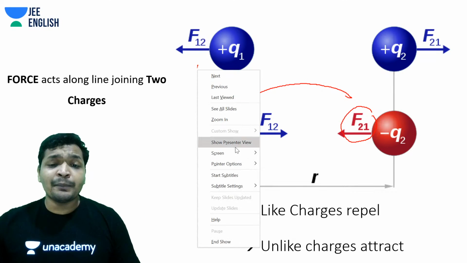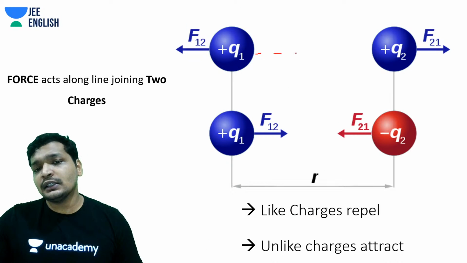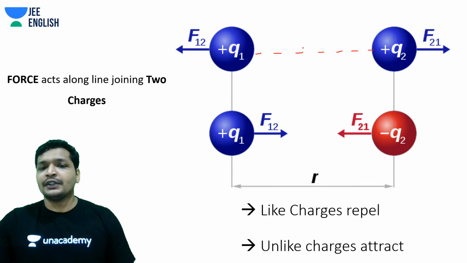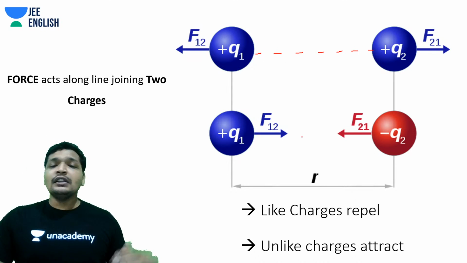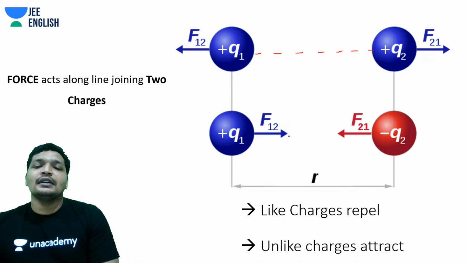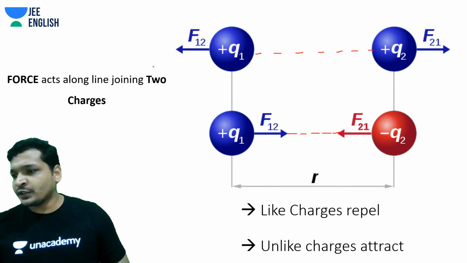The important thing is there is a line joining them, isn't it? If you take a straight line joining them, the line joining these charges is where the force is directed. Even in this case, the force is directed that way. So this is an important postulate, isn't it?